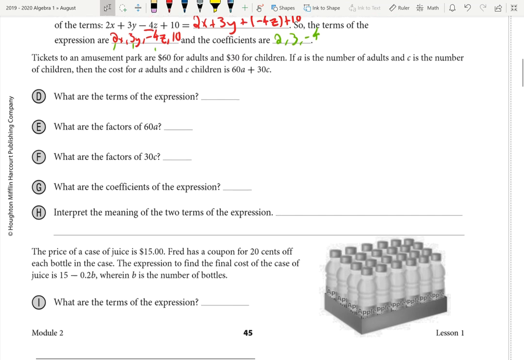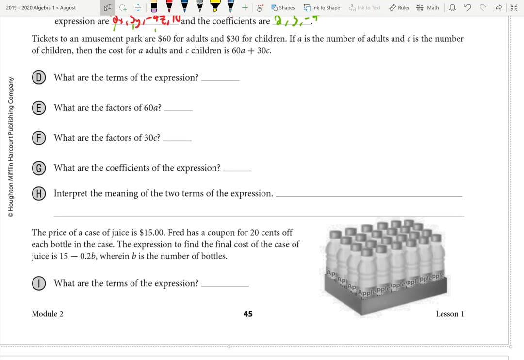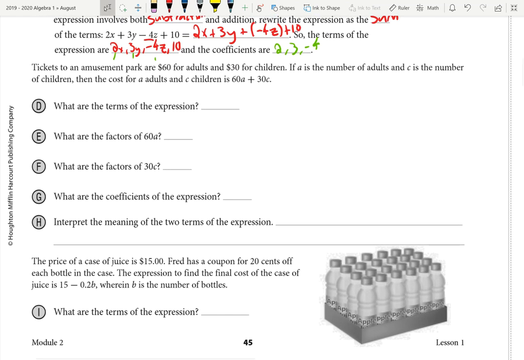All right, D, what are the terms of the expression? We got to read the thing first. All right, tickets to an amusement park are $60 for adults and $30 for children. If A is the number of adults and C is the number of children, then the cost for adults and children is 60A plus 30C. So what we're going to learn here is how to write our expressions, especially when given a word problem.